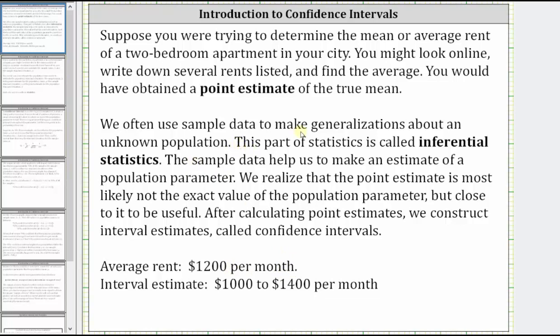We often use sample data to make generalizations of an unknown population. This part of statistics is called inferential statistics. The sample data help us to make an estimate of a population parameter. We realize that the point estimate is most likely not the exact value of the population parameter, but close enough to be useful. After calculating point estimates, we construct interval estimates called confidence intervals. So for example, for the rent, the interval estimate might be from $1,000 to $1,400 per month.